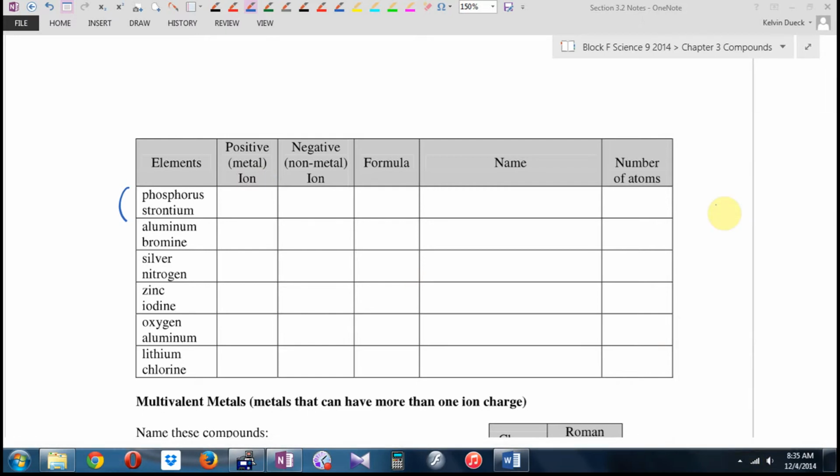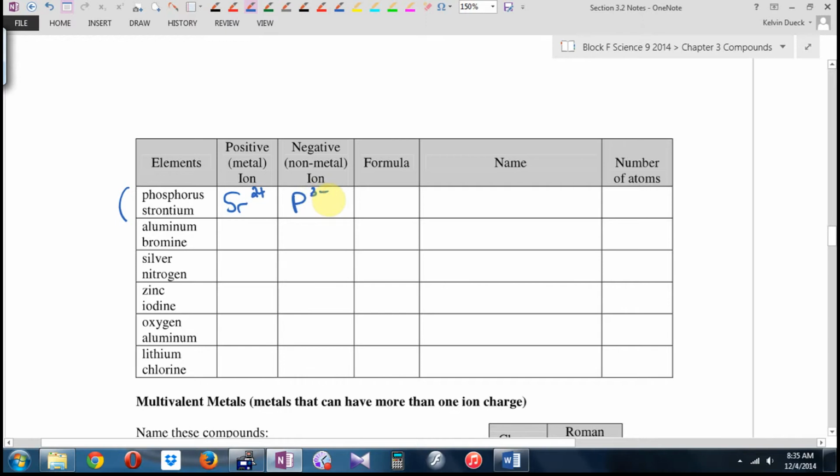Works now. So strontium, what's the symbol for strontium? I know it starts with an S, but is it Sr? What's its ion charge? 2+. Then we have phosphorus. I know that's a P. Is its ion charge 3-, I think?